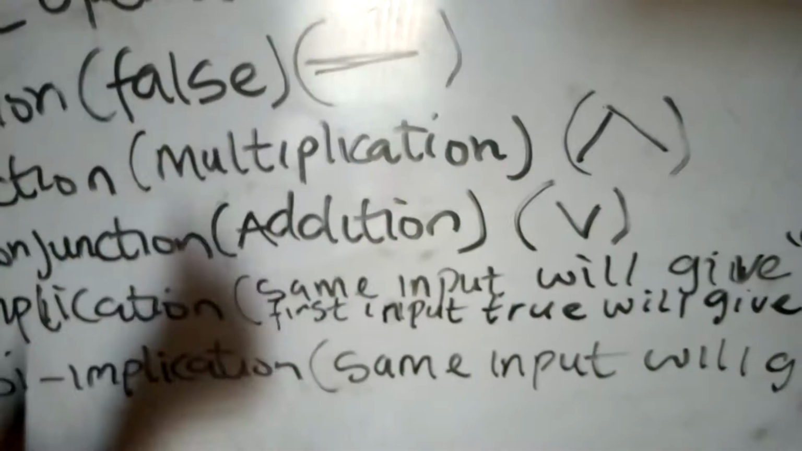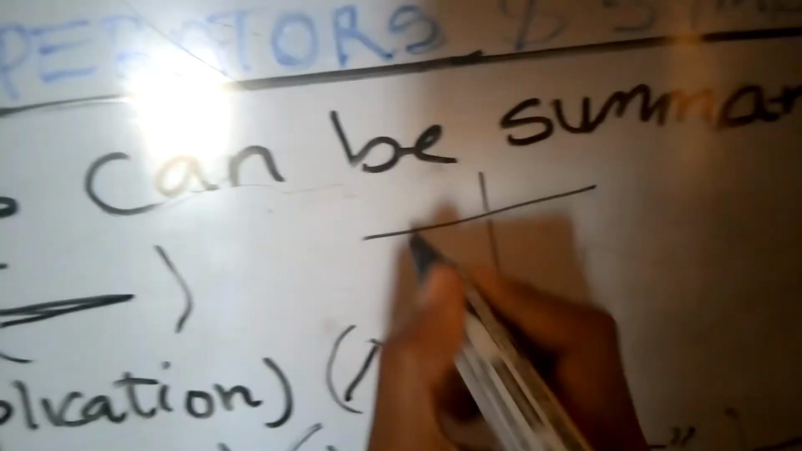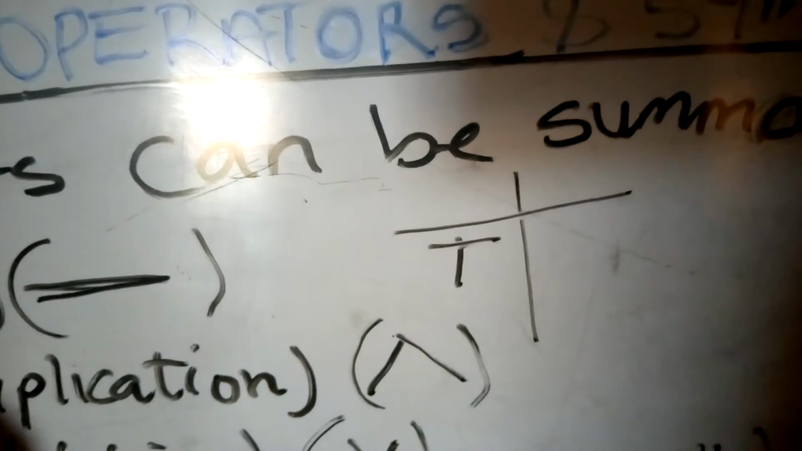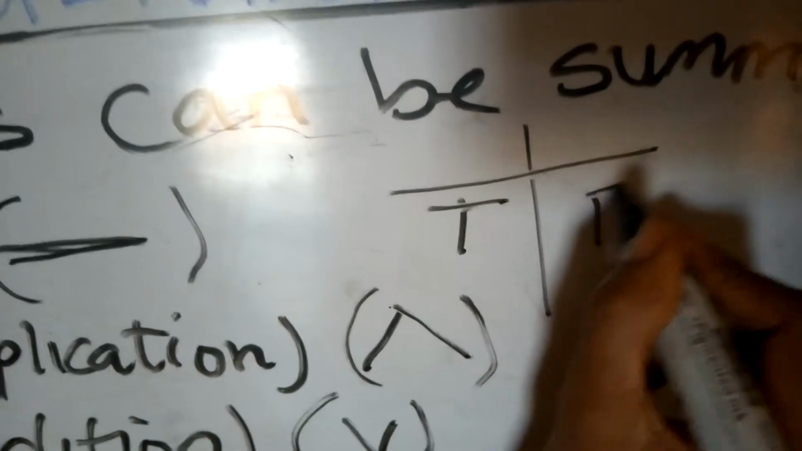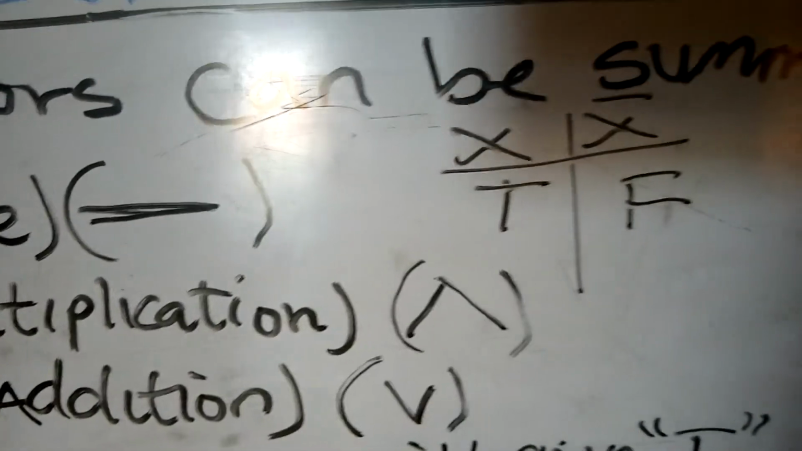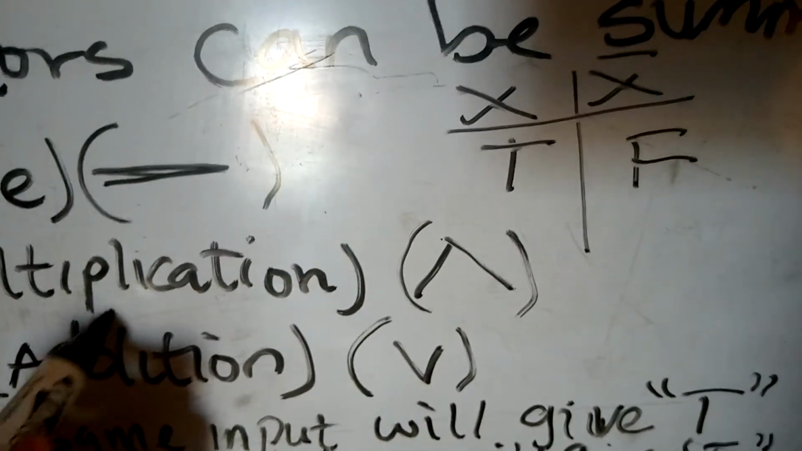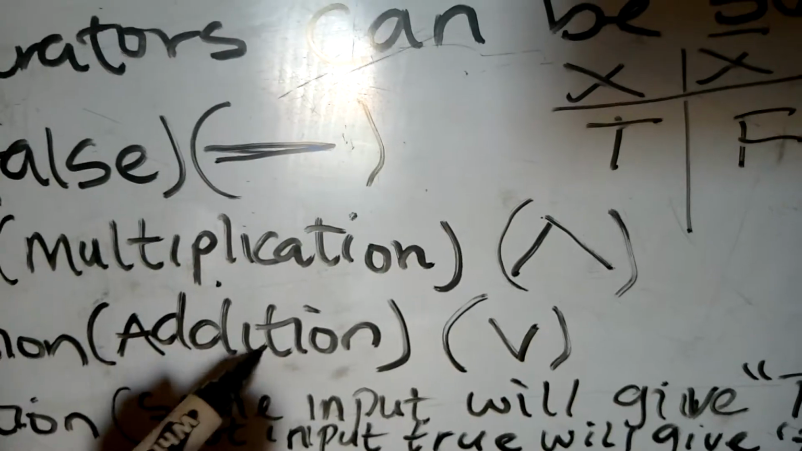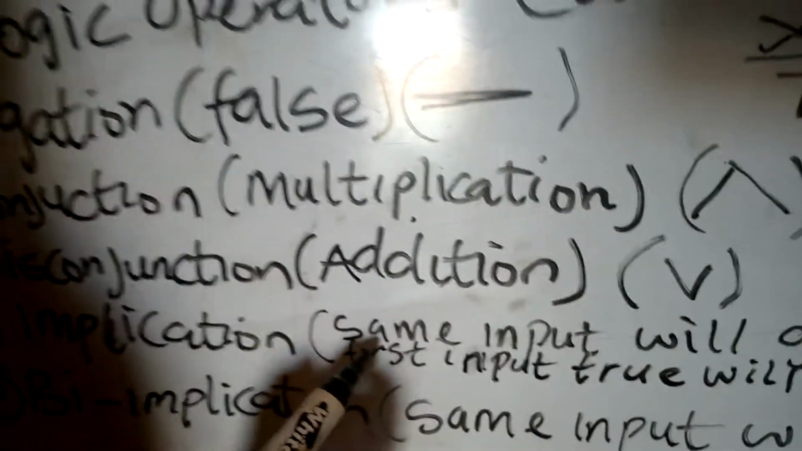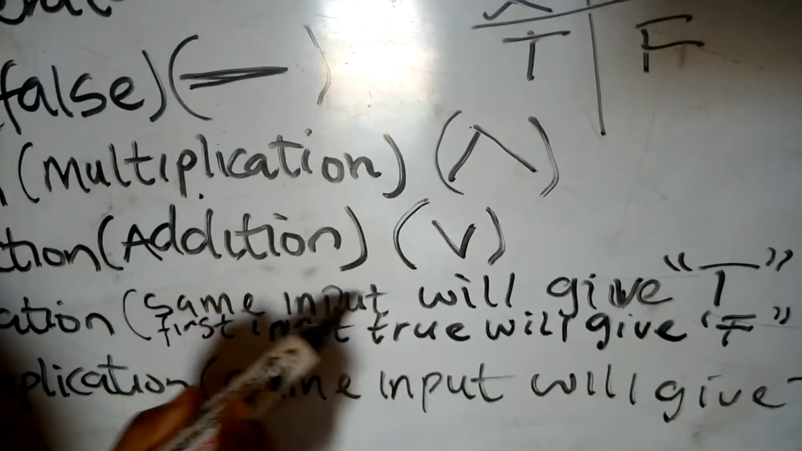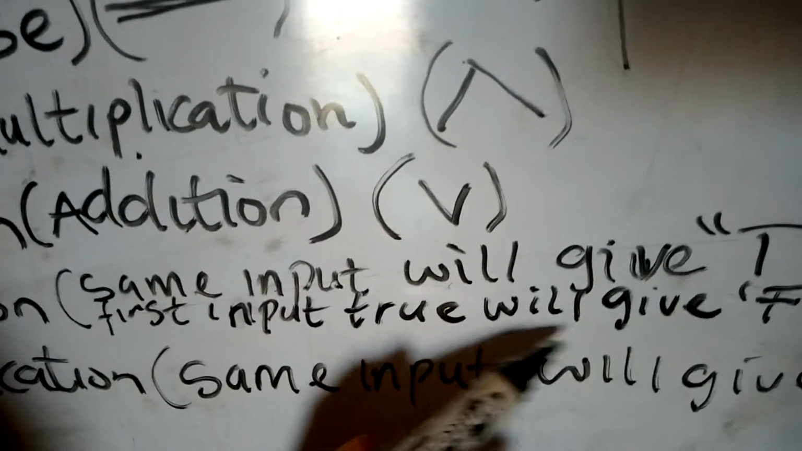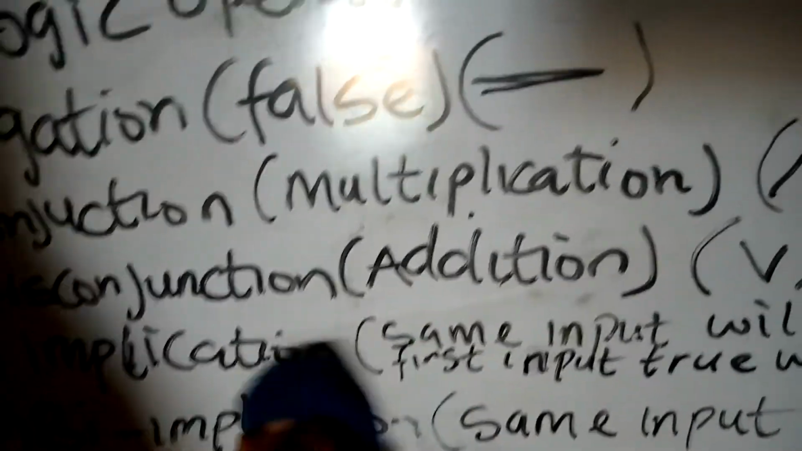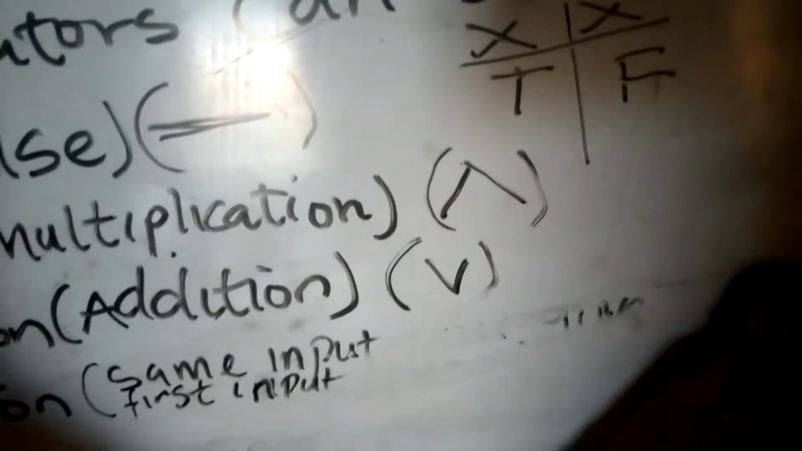So negation of x, let's say if the first operation is true, the second will be what? False. That means the inverse of it. Let's say x true, x false. So conjunction is multiplication, while disjunction is addition. Implication, when the same input, will give us what? True. But if the first input is true, the second will be what? False. Now let's solve some examples related to this.